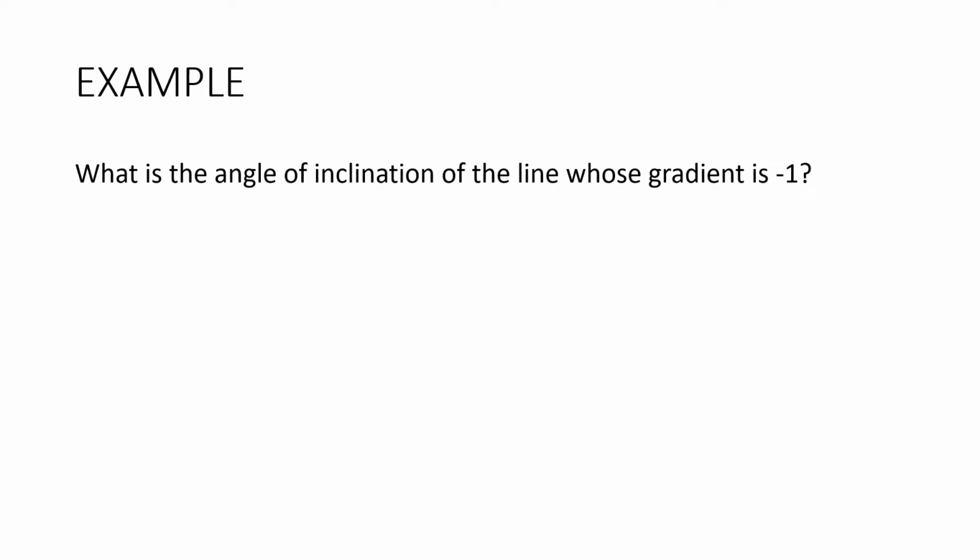Here's an example. What is the angle of inclination of the line whose gradient is -1? So our formula is m equals tan theta, and m is -1. Now we want to solve this for theta, which means taking the tan over the other side. It's going to become inverse tan, which looks like this. If we put that into the calculator, we get -45 degrees, which isn't particularly useful.